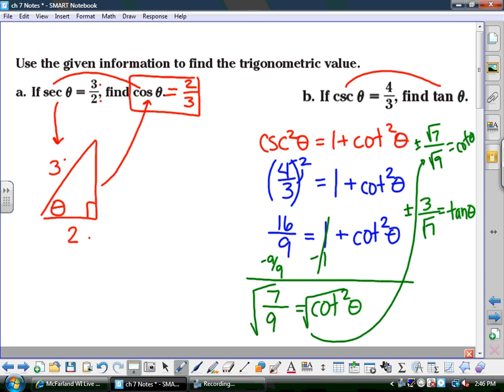For the final answer, just get rid of the square root that's in the denominator by multiplying the top and the bottom by the square root of 7. To get your final answer that the tangent equals plus or minus 3 square root 7 over 7.